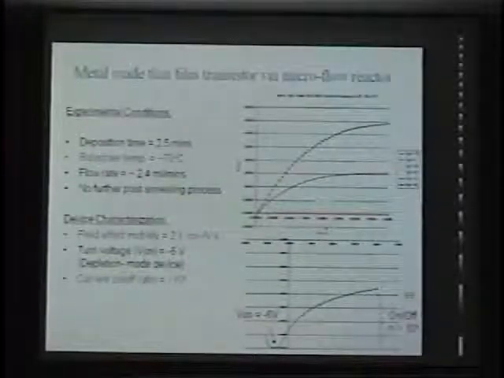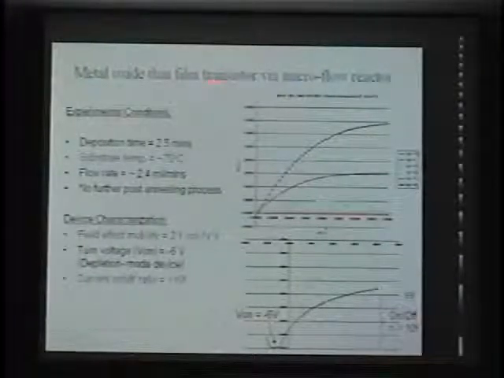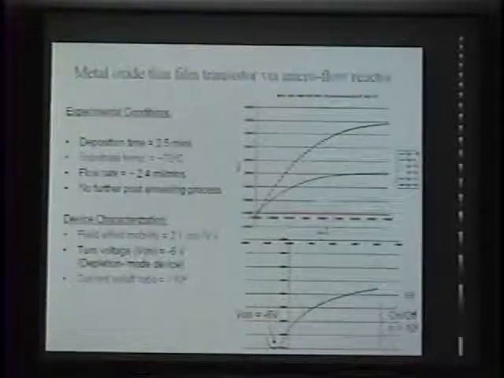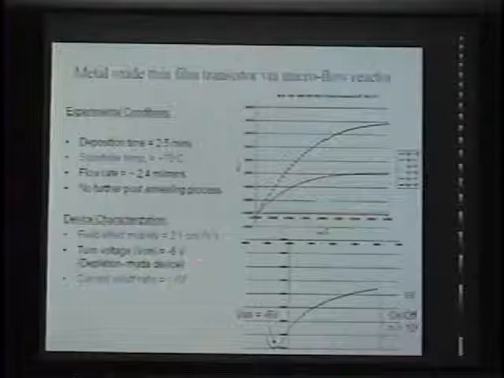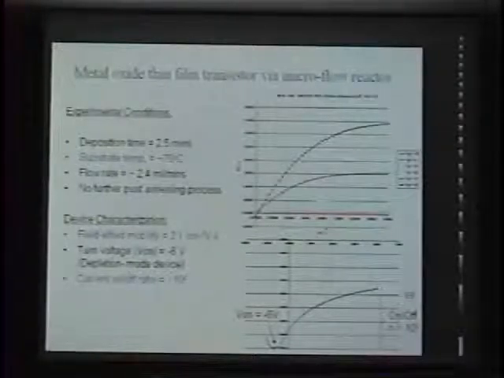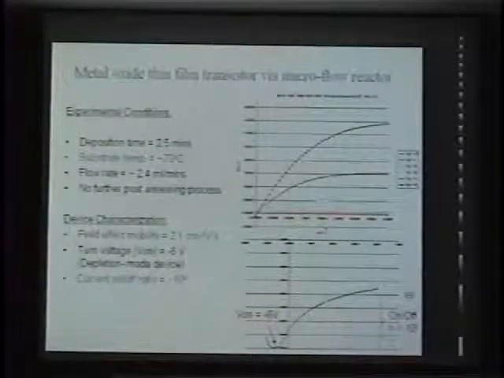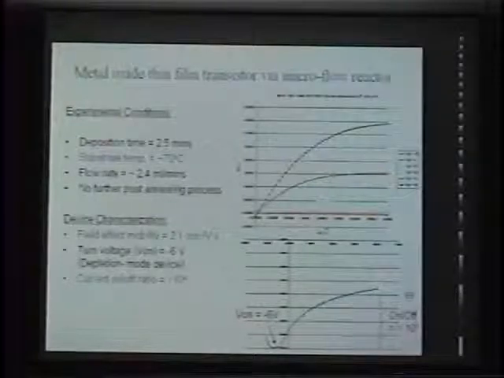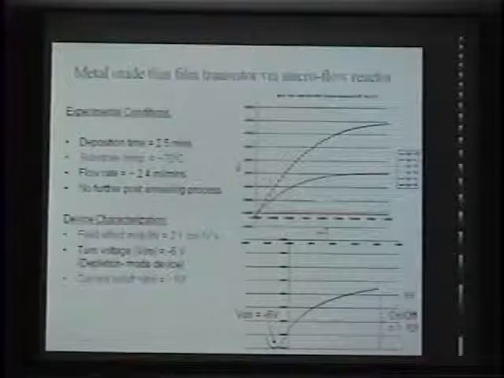Just to show some of the progress in this future direction, we actually made a metal oxide thin film transistor using the microflow reactor. We didn't do any post-annealing for this, and the deposition time is about 2 minutes. We got mobility, which I think is pretty good. With this low temperature process, we got about 2.1 mobility, and the on-off ratio is more than 10 to the 4th. This is just a first pass process. We didn't do any tweaking of the process.